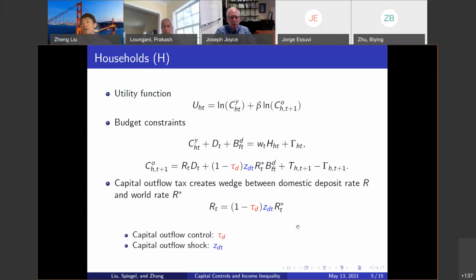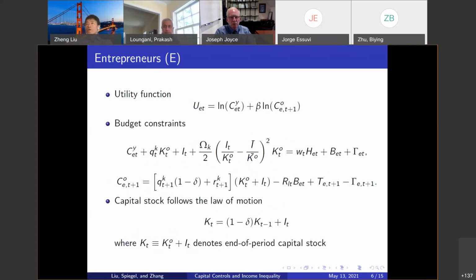For the other agent, the entrepreneur, who borrows, invests, and produces, he also lives for two periods, young and old. When the entrepreneur is young, he consumes, purchases capital from the existing old, KO is the amount, QK is Tobin's Q, or the price of capital, and he invests I, subject to adjustment cost. And this flow of expenditure is financed by the entrepreneur's wage income plus borrowing or external debt. The borrowing can come from a domestic bank or from foreign investors. So BE is the sum of those borrowings.